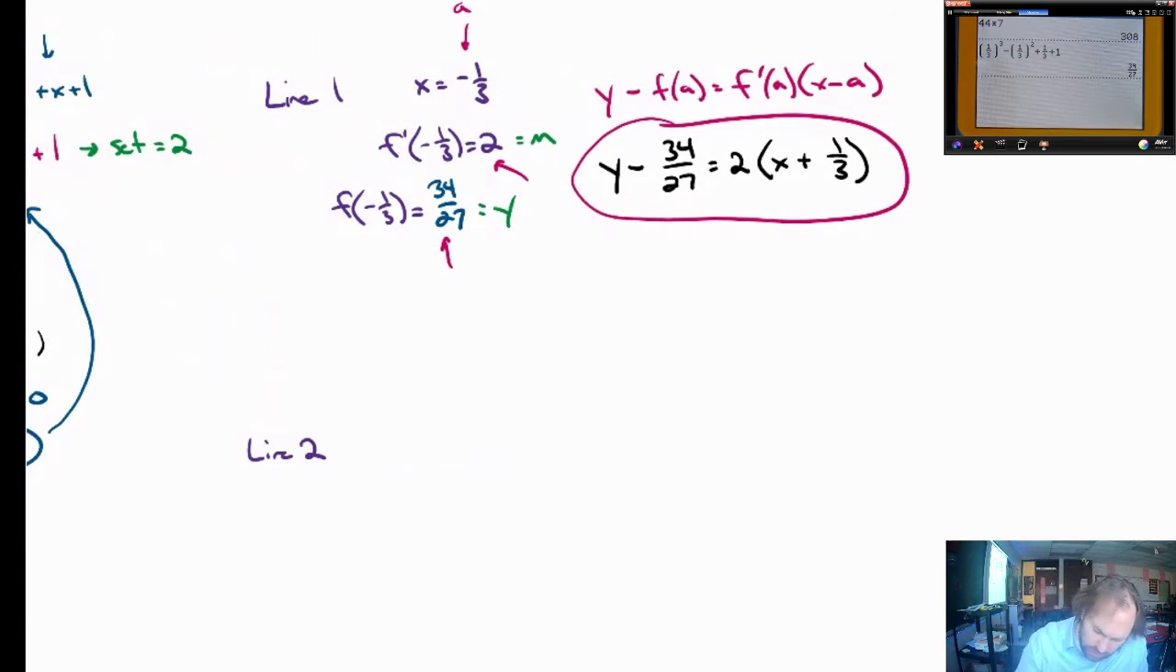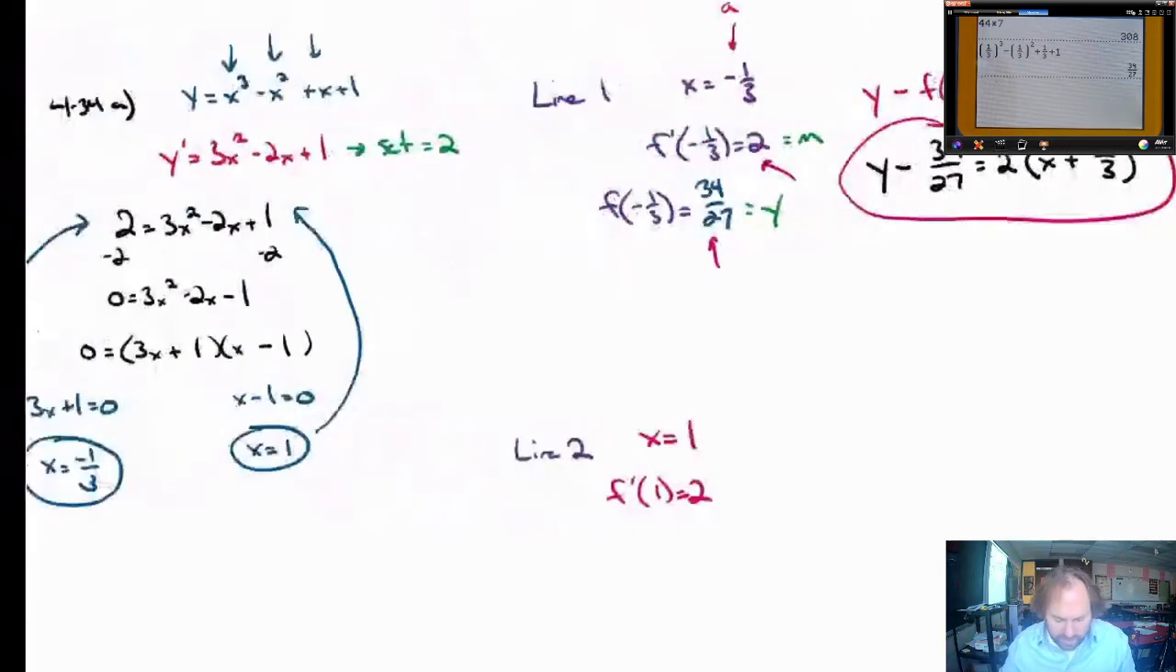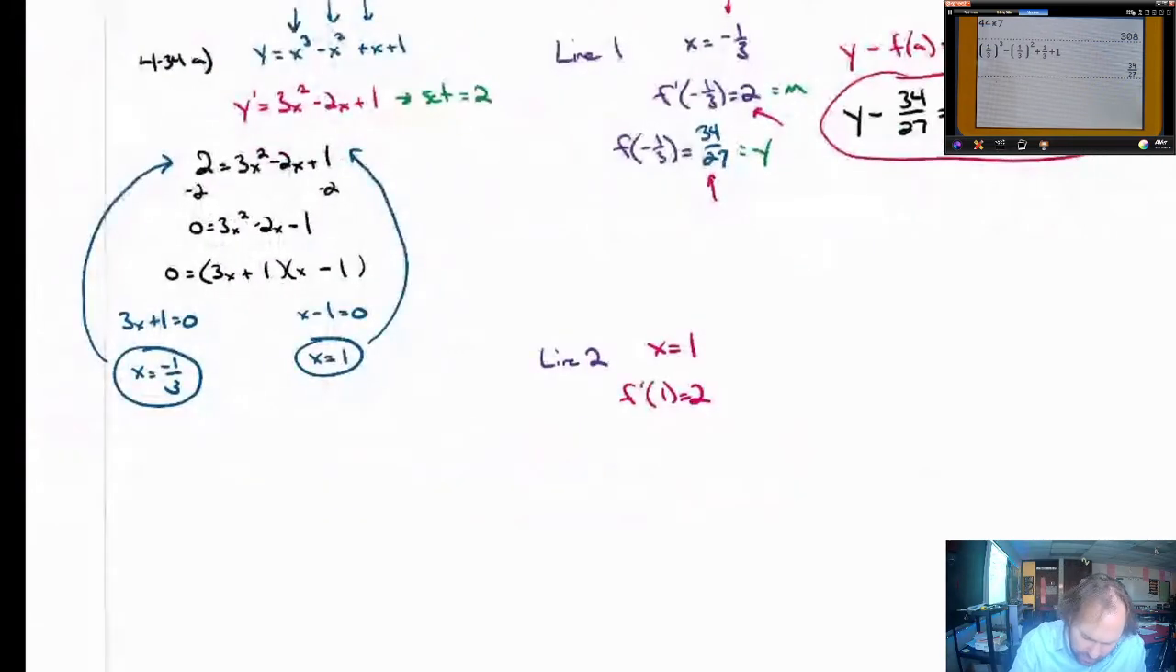The next question is going to happen when x is equal to 1, which will be a little easier, I think, to deal with. We know that f prime of 1 is equal to 2. Again, we kind of reverse engineered that answer anyway. And all we need to know now is what is f of 1, which we can probably do in our heads, because again, we're going to plug 1 into the original equation up there.